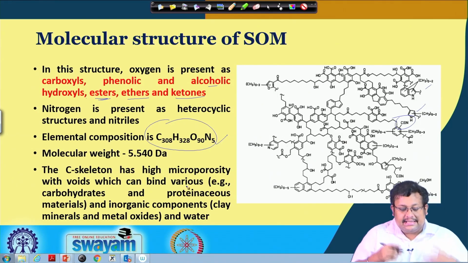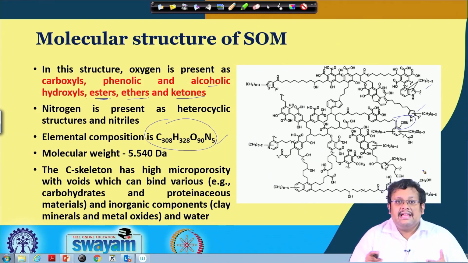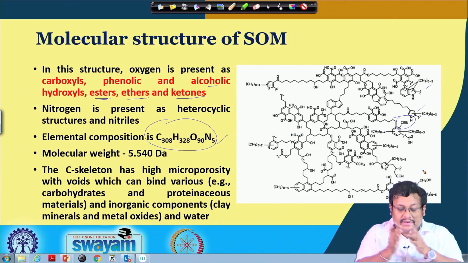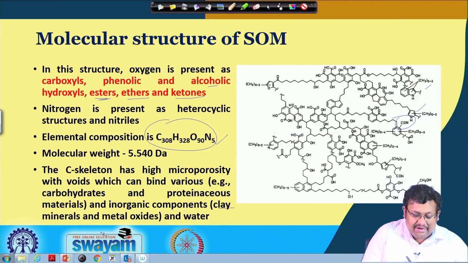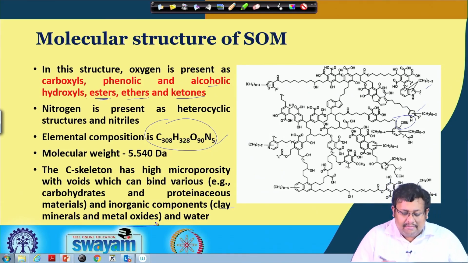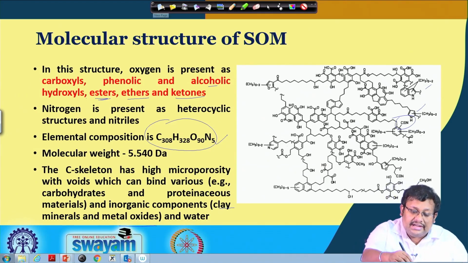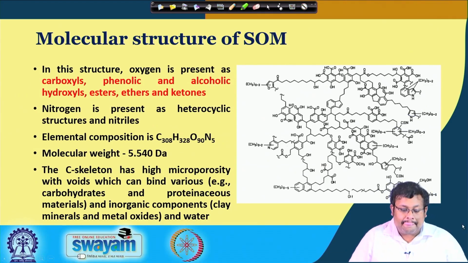So, the carbon skeleton which we are seeing has microporosity with voids which can bind various molecules like carbohydrates and proteinaceous materials, and not only the organic molecules but also different inorganic components like clay minerals and metal oxides, and water also. So, this is a complex structure, using different types of covalently bonded aliphatic and aromatic rings, and then they have some micropores where they can fix different types of inorganic, organic as well as water compounds.